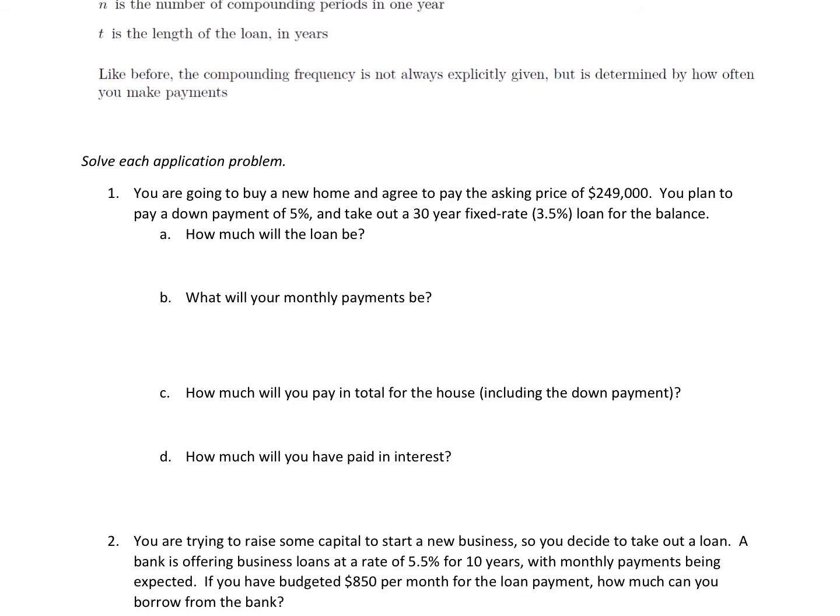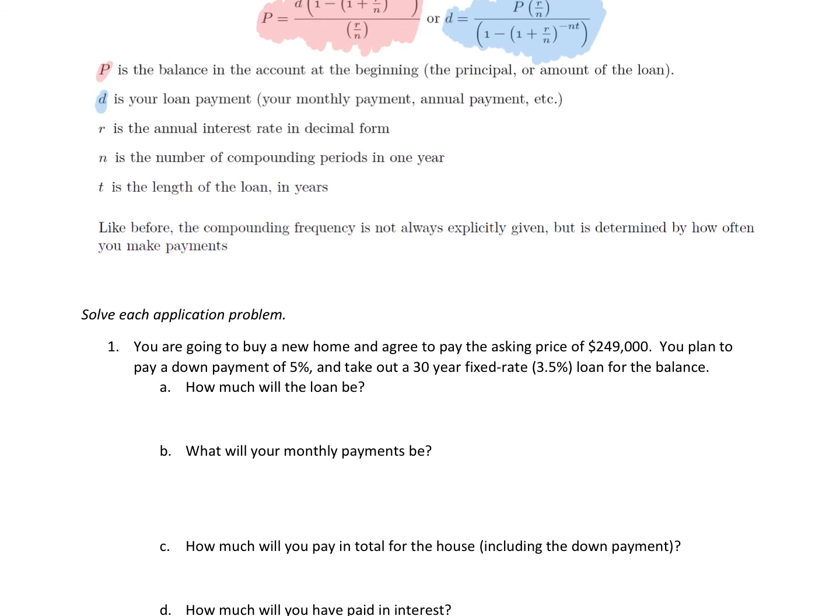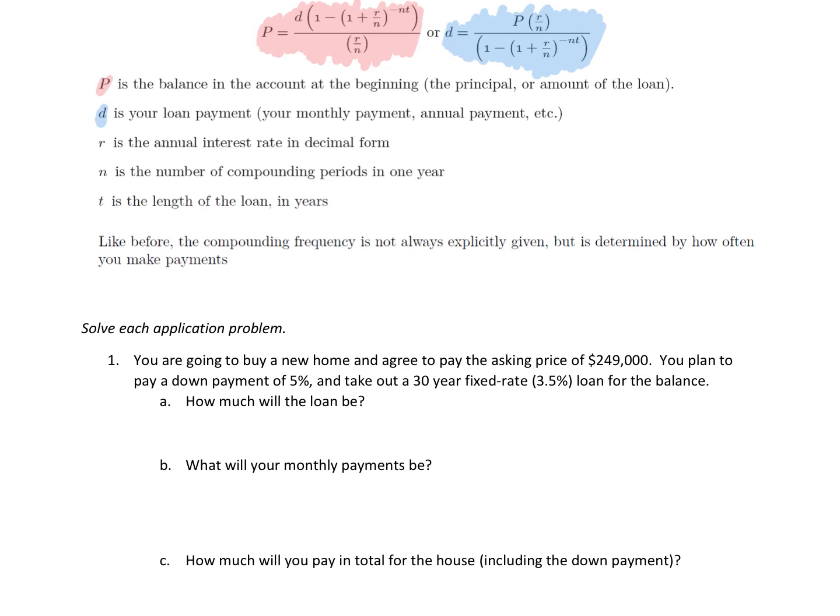Okay, so let's look here. Number one, let's see if I can fit. You're going to buy a new home and agree to pay the asking price of $249,000. You plan to pay a down payment of 5% and take out a 30-year fixed rate loan for the balance. How much will the loan be? Notice that we don't know the amount we're going to pay every month. We're going to find that in Part B. I ask how much the loan will be because I do have a little bit of figuring to do here.